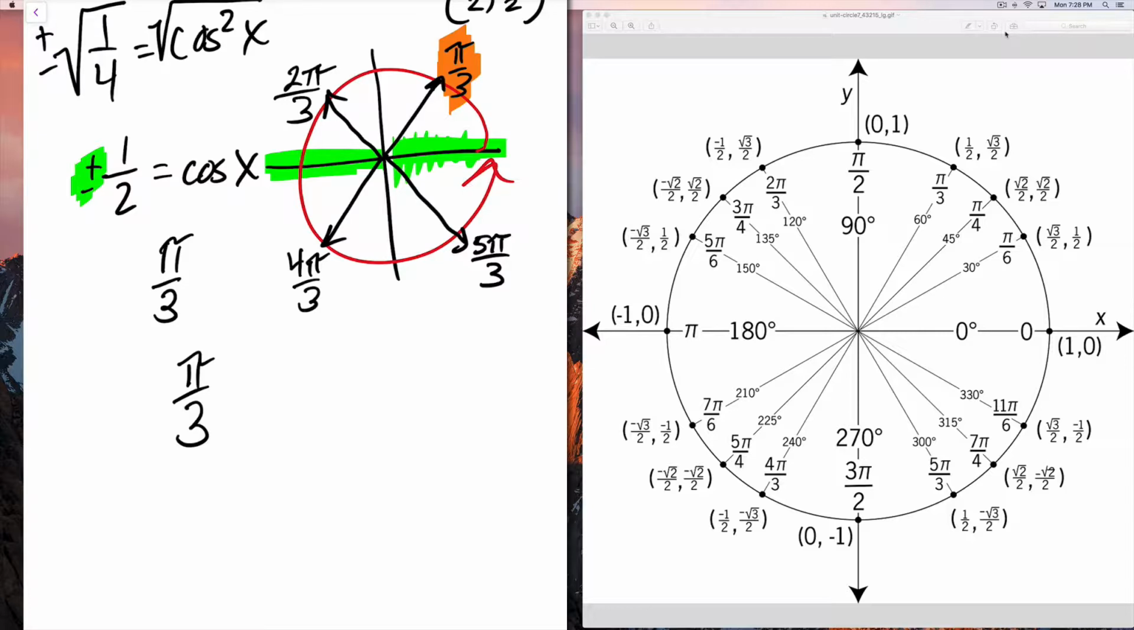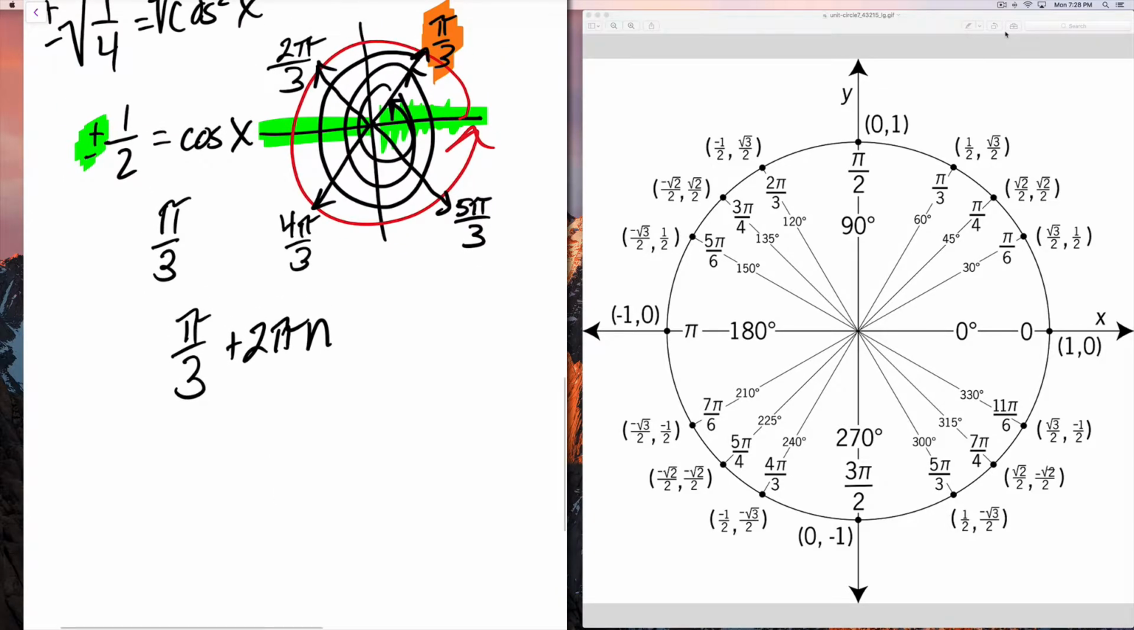But I can also use that as a reference angle and go a complete 360, or plus 2 pi, and then I can do that as many times as I wish. And because I can do that as many times as I wish, I'm going to signify that with the term n. And that's the answer for all of these. So 2 pi over 3 plus 2 pi n, and 4 pi over 3 plus 2 pi n, and so on and so forth. Okay, so that's my possible answers for number 3.